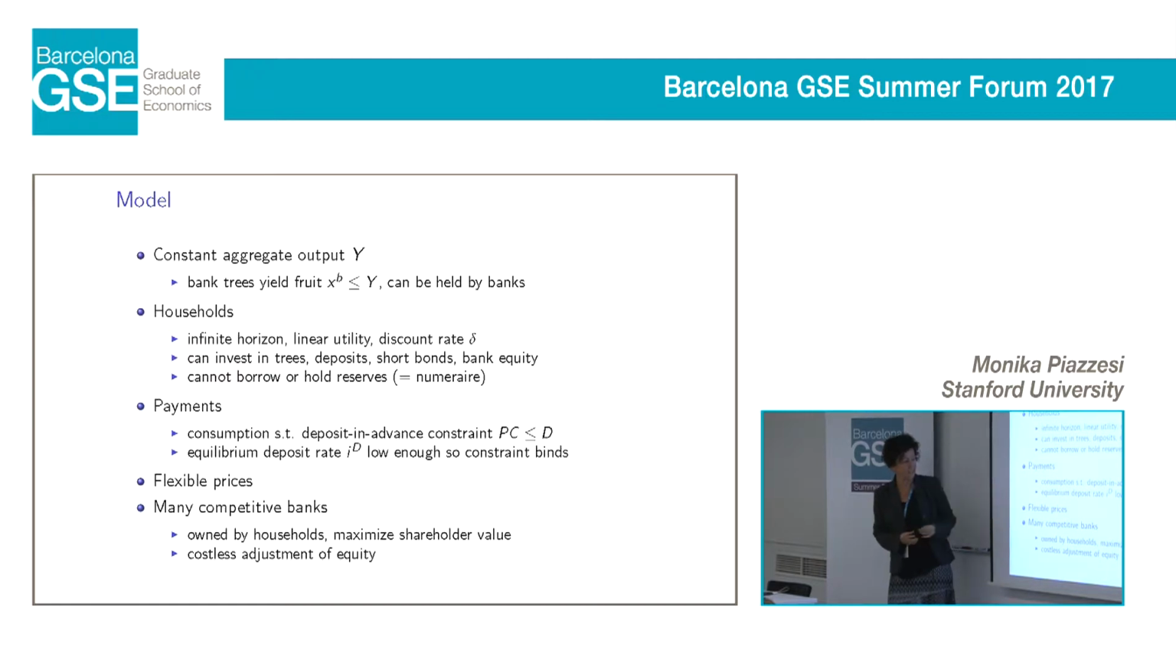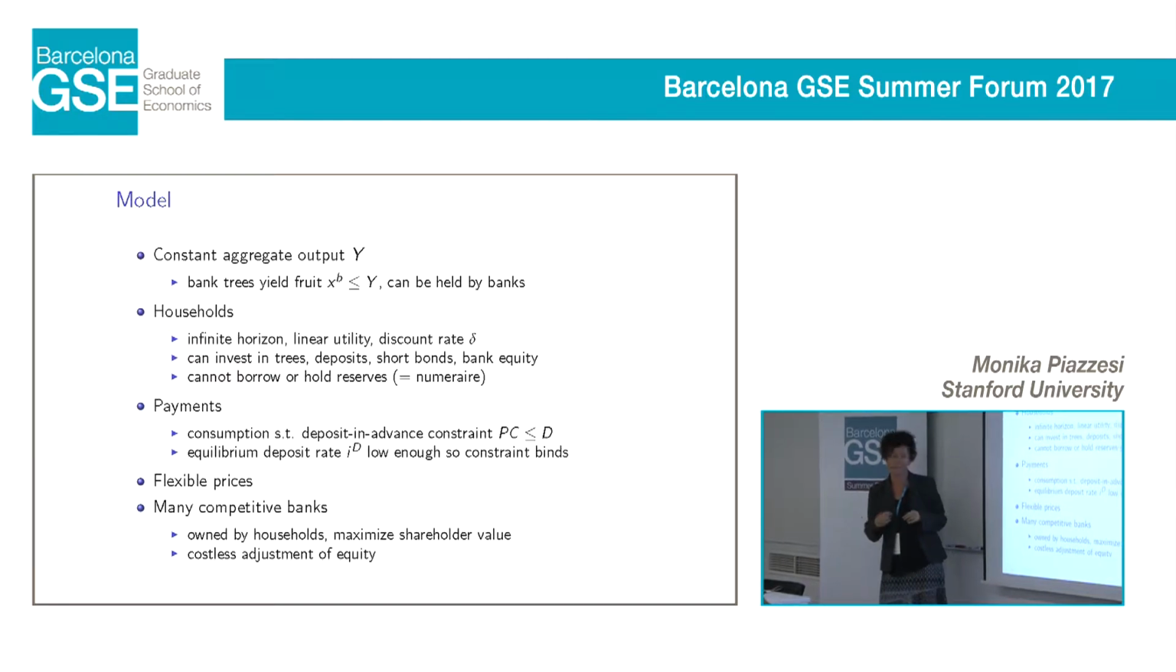And there are many competitive banks. They're held by the households, and they maximize shareholder value. So the households here own the banks, they own equity in the banks, and the banks maximize shareholder value. And these banks are big banks. So these are not entrepreneurs that are running the bank. They're firms that maximize shareholder value, and they can costlessly adjust equity. So they can issue equity.